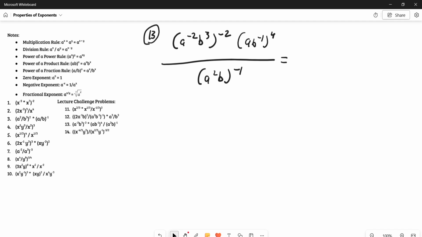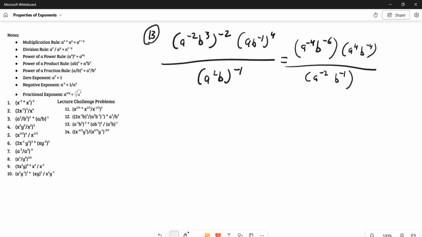So let's evaluate the numerator first. So this is just a to the negative 4 times b to the power negative 6. You should be comfortable with the exponent rules by this point. And all that times a to the power 4 times b to the power negative 4. Now evaluating the denominator. This is just a squared, negative squared, times b to the power negative 1.